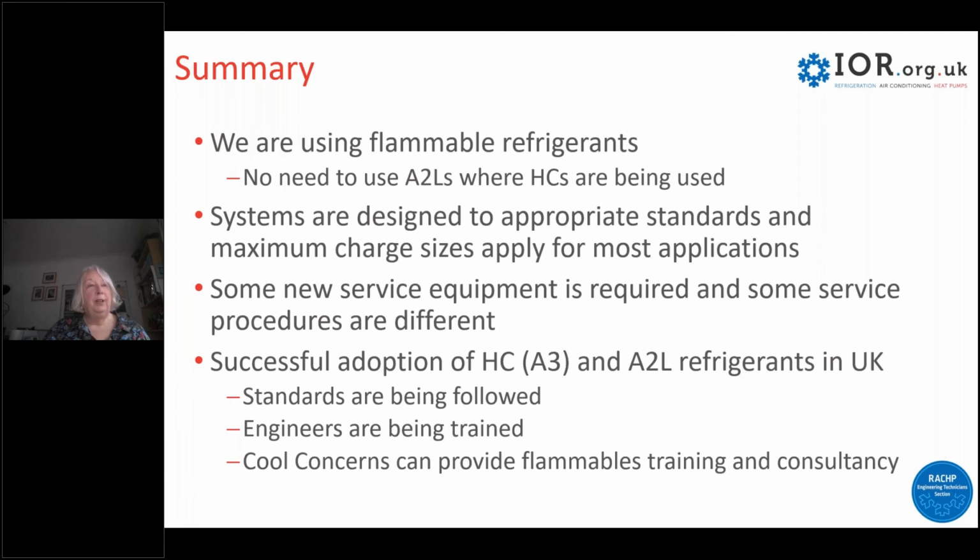And because of all that, we've actually adopted hydrocarbons very safely. We've had a successful adoption of hydrocarbons in the UK, and we are following that up with A2Ls as well. And that's really because we're following the standards properly, and engineers are being trained. As a business, Cool Concerns has probably trained 10, 20,000 engineers in the safe handling of hydrocarbons.